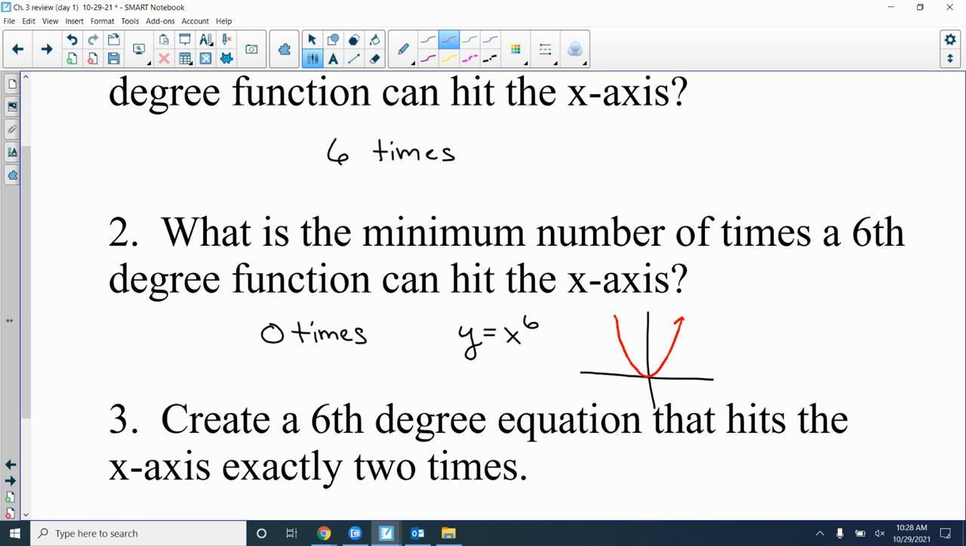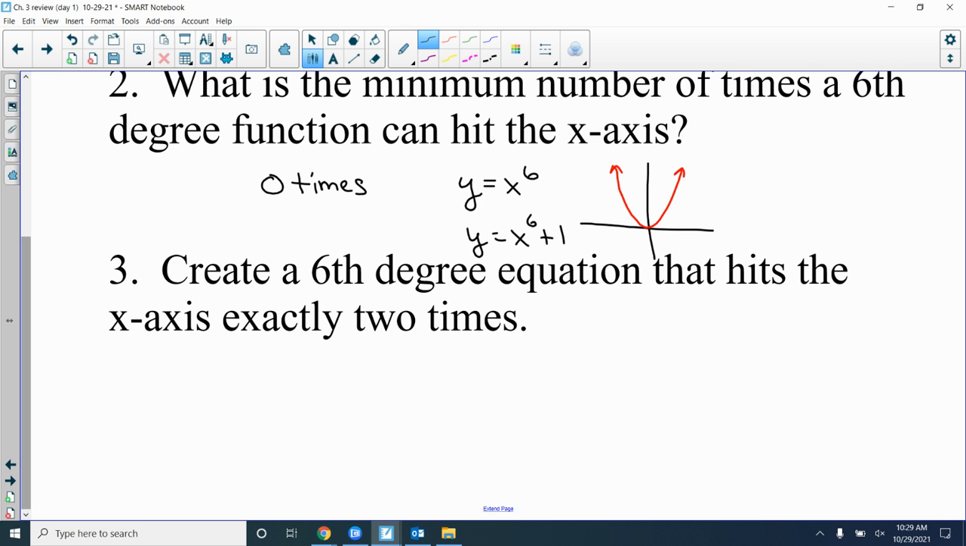That does hit the x-axis at 0, but what could I do to that equation to make sure it doesn't hit the x-axis? Add 1. Add any constant. Y equals x to the 6 plus 1. Okay, just shifts it up. So you got a 6-degree function. You don't have to have all the terms, just that's a 6-degree function.